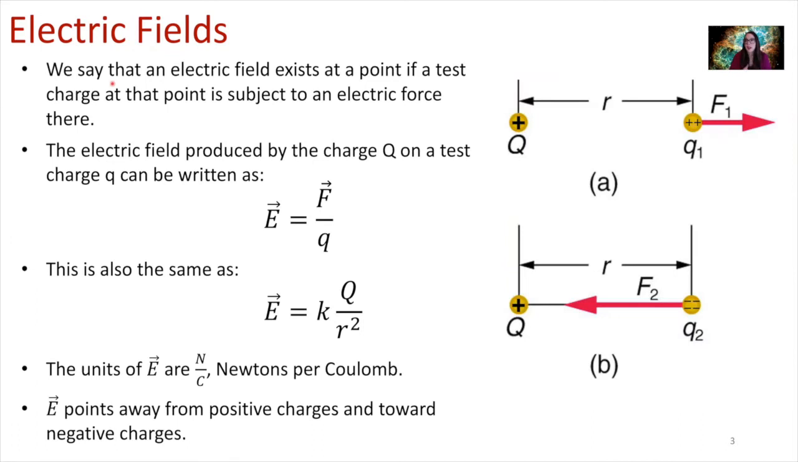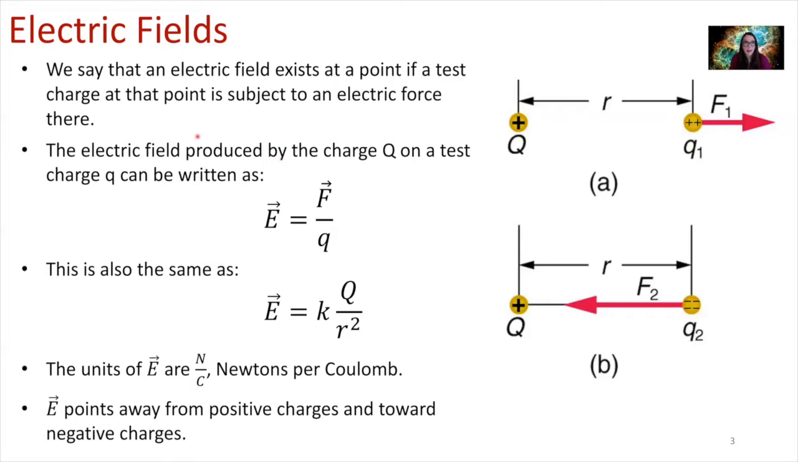How do we know that an electric field exists? We say an electric field exists at any point in space if a test charge, a little particle that has a charge, is placed at that point and it is subjected to an electric force there. A really great way you can think about the electric field is as being the electric force per unit charge at some point in space. We represent the electric field as a capital E. It's a vector, so sometimes we'll put the vector sign above it.